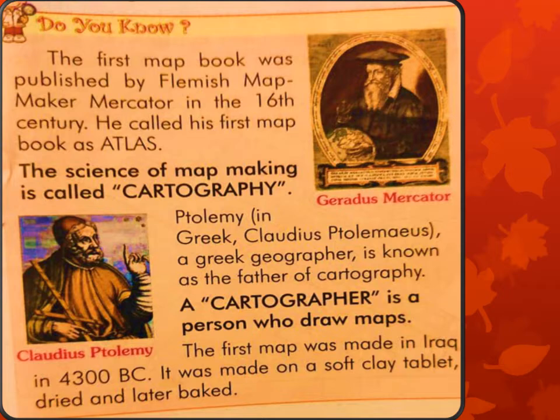A cartographer is a person who draws maps. The first map was made in Iraq in 4300 BC, and it was made on a soft clay tablet, dried and later baked. You can also see the picture of Claudius Ptolemy and Gerardus Mercator.